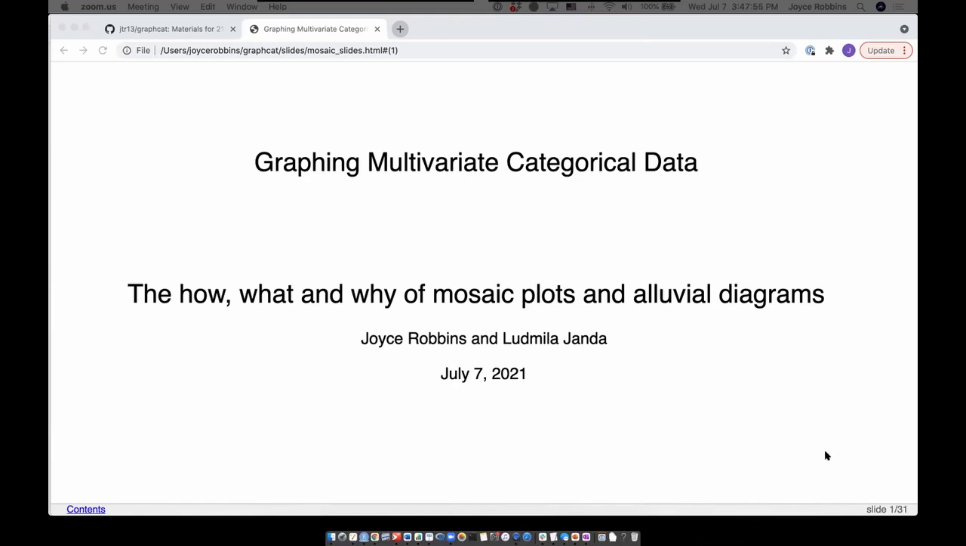I'm Luda, or Ludmilla, you can call me Luda. I am a data scientist at Amplify. Amplify is an education technology company that focuses on curriculum development. So essentially a textbook company, but with an online platform. I focus specifically on our science product.